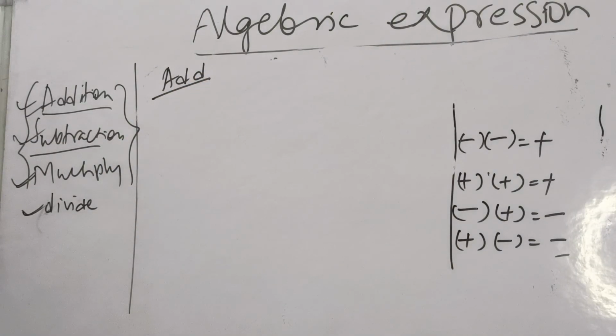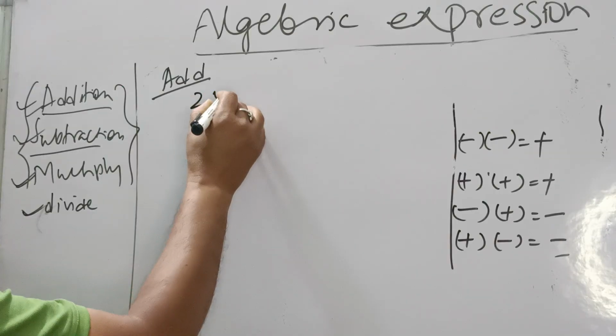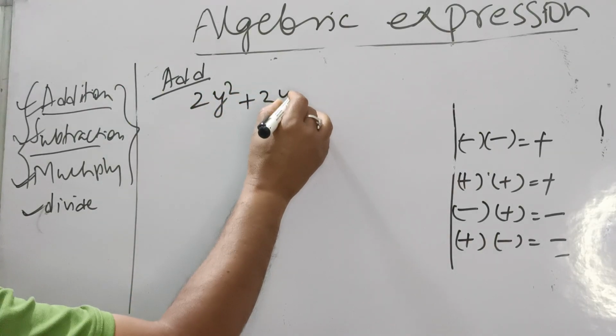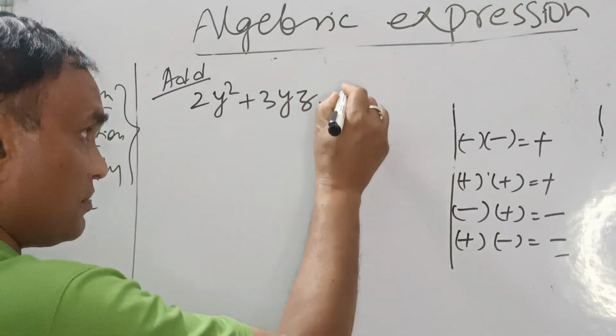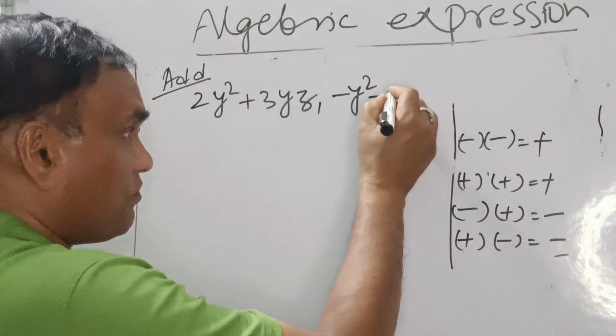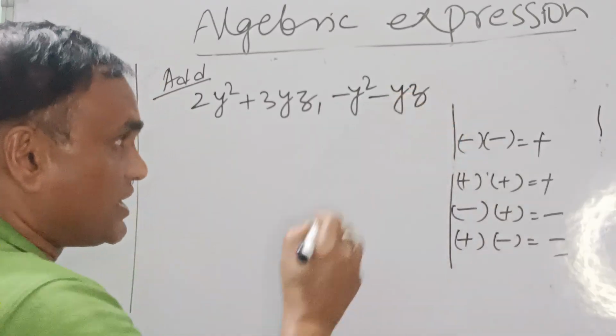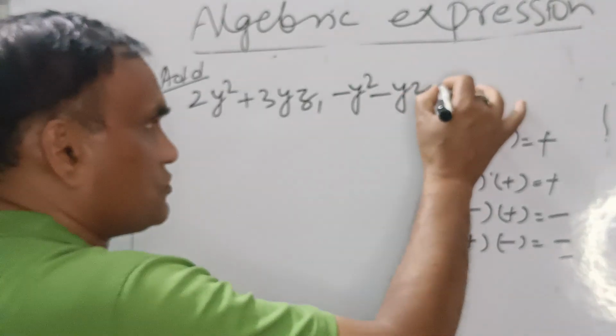Now the question is to add 2y square plus 3yz. Another term is minus y square. This is a very good question, gentlemen. Just look into this: minus yz, you will have a very good practice also, and minus z square.